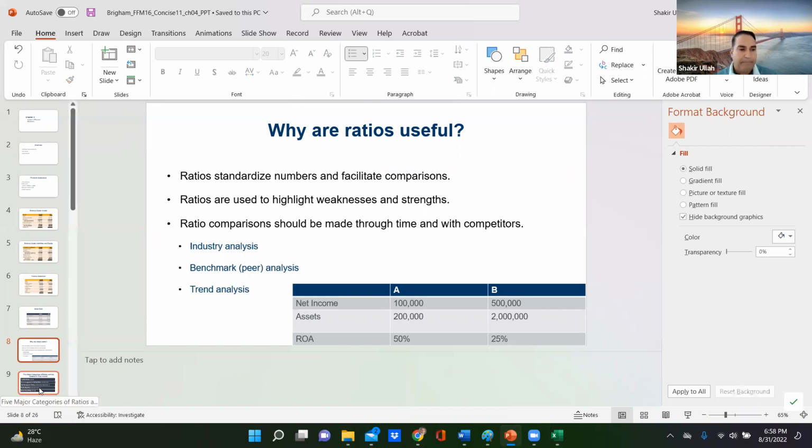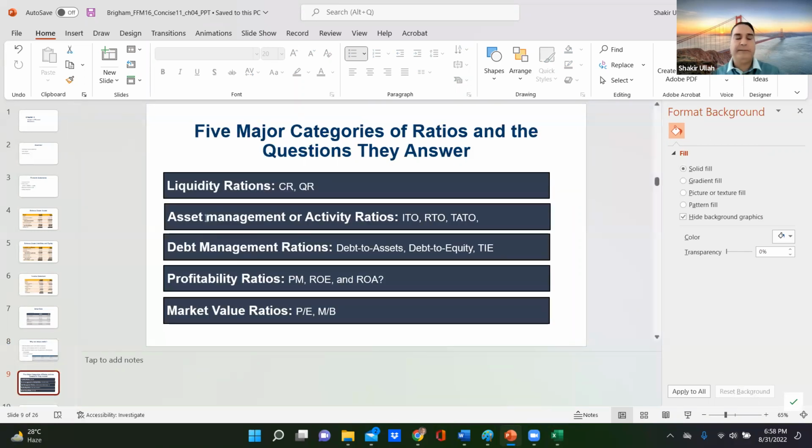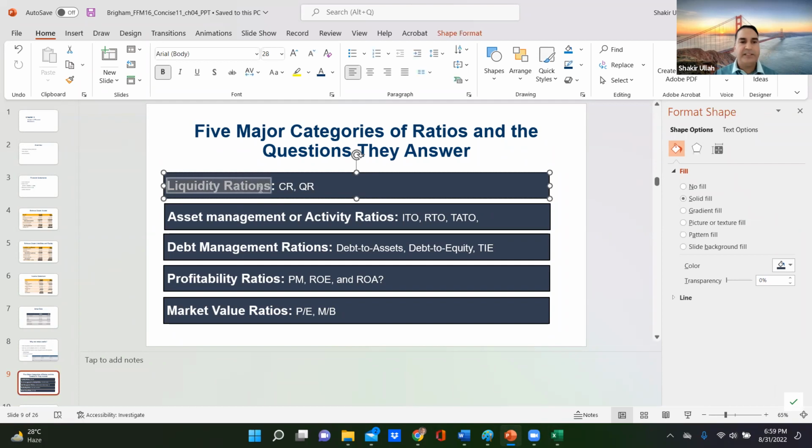Okay, now moving further, we are going to look into a number of ratio categories. So there are different ratio categories that we can talk about. Let's discuss this slide, and then we will end the class today. We'll continue our discussion next week. Okay. So the first category is the liquidity ratios. I misspelled that. That's ratios. Okay.